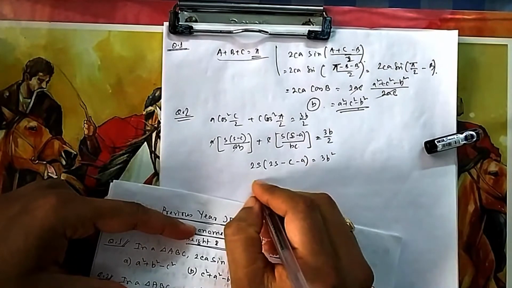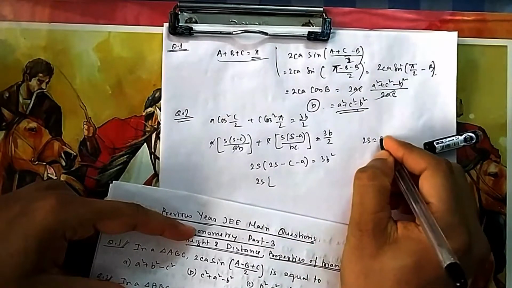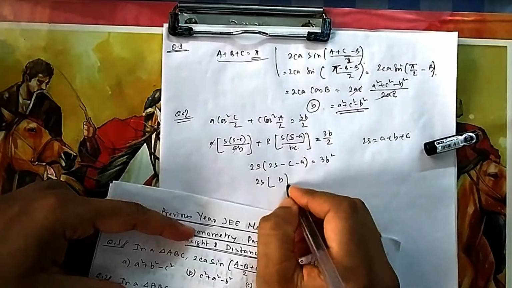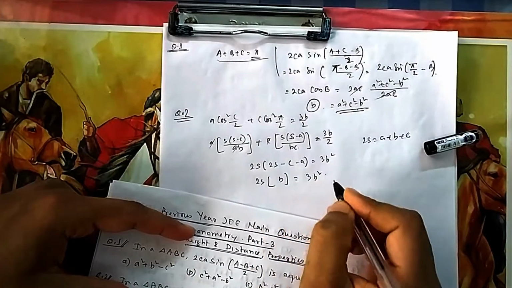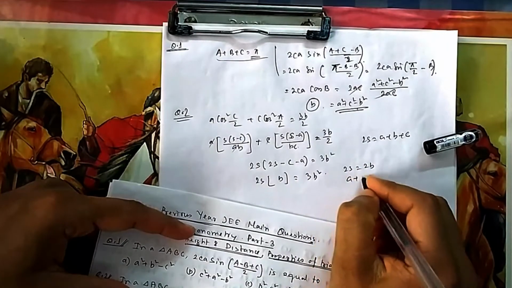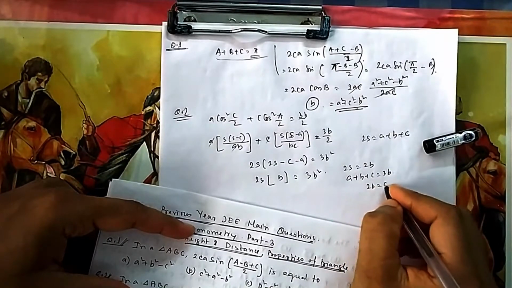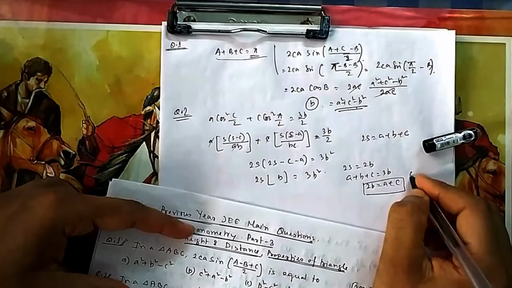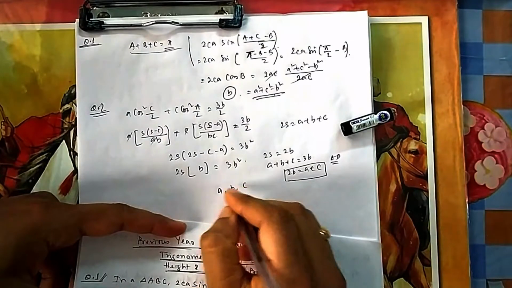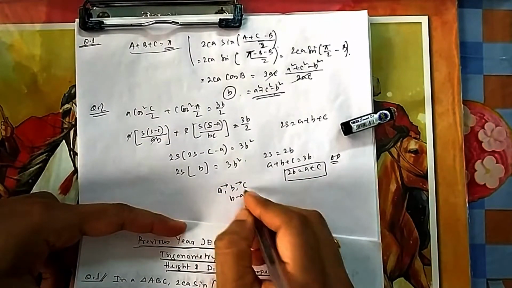So ultimately you will find 2S. What is 2S? S is (A + B + C)/2, so 2S is A + B + C. If I put A + B + C, C gets cancelled, it will be simple B, so 3B². So ultimately you will get 2S equal to 3B. Now 2S is again A + B + C, equal to 3B. So what you are getting here is 2B = A + C, which is nothing but a property of AP, because AP means the difference between A, B, C, from this to this and this to this, is the same. B − A should be equal to C − B.